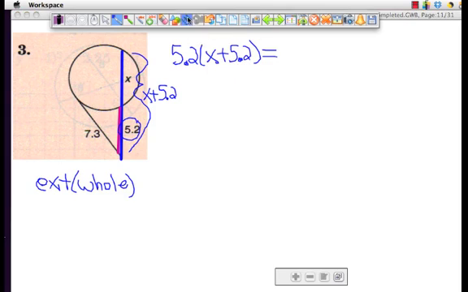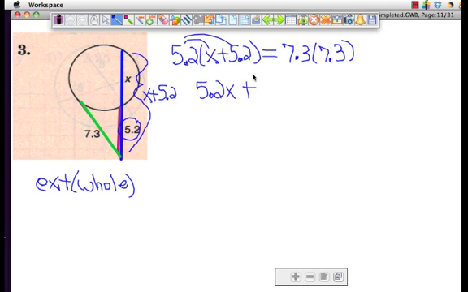Now with the other segment over here, I'll do it in green. What's the outside piece? The outside piece is just 7.3. That's what's sticking out of the edge there. But what's the whole piece? The whole piece is also 7.3. That's all it is from beginning to end, 7.3. So it's really squared, it's times itself. So we're going to multiply and distribute.